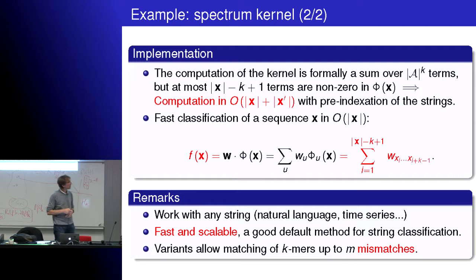Now there are extensions that allow you also to represent a string by some k-mers up to mismatches or up to changes in the letters, etc. And there is a lot of things that have been done in the field of kernels for that.